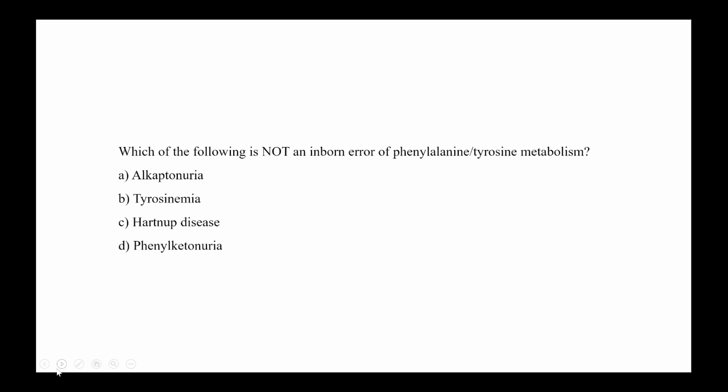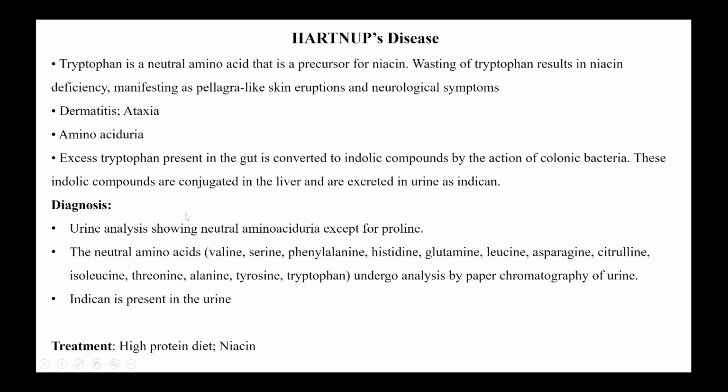You have answered option C, Hartnup disease. That is the correct answer. We have already studied alkaptonuria, tyrosinemia, and phenylketonuria. These are all defects in different enzymes of tyrosine metabolism or phenylalanine metabolism. Hartnup disease is actually caused by a defect in the tryptophan metabolic pathway. Tryptophan is a neutral amino acid that is a precursor of niacin. I told you about the NADP plus and NAD plus synthesis from tryptophan.